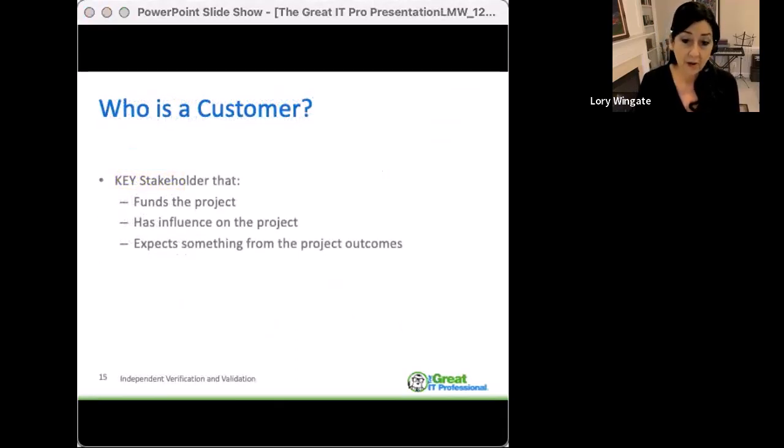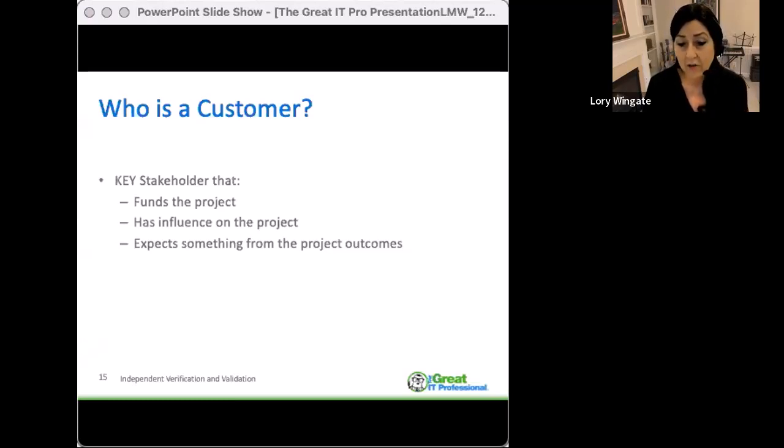So who is a customer? Who do we count as a customer? A customer is a key stakeholder who has the need, right? They fund the project, they have influence on the project, they expect something from the project outcomes. In its most basic form, your customer is your key stakeholder and the entity for which you're doing the project. It is the person with the interest or concern.